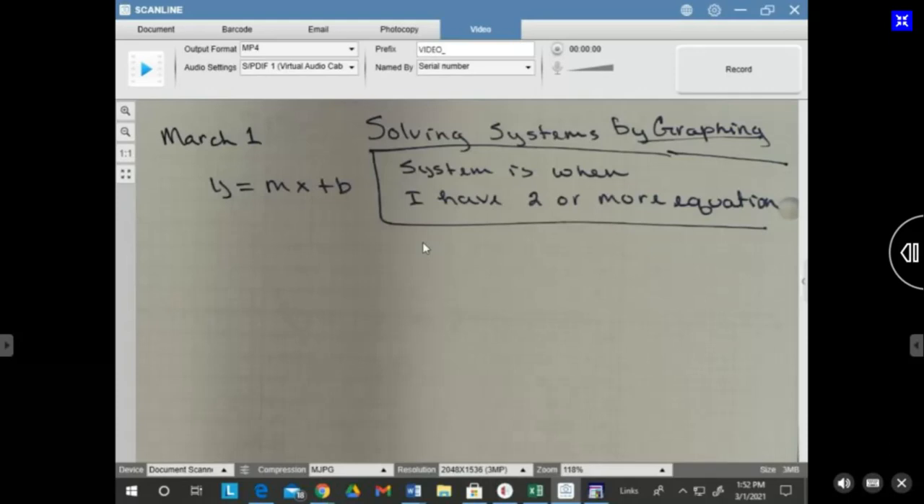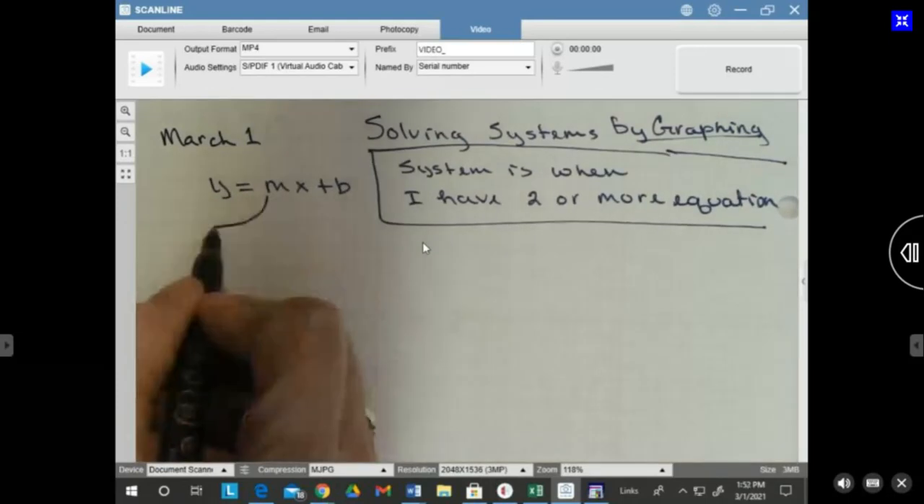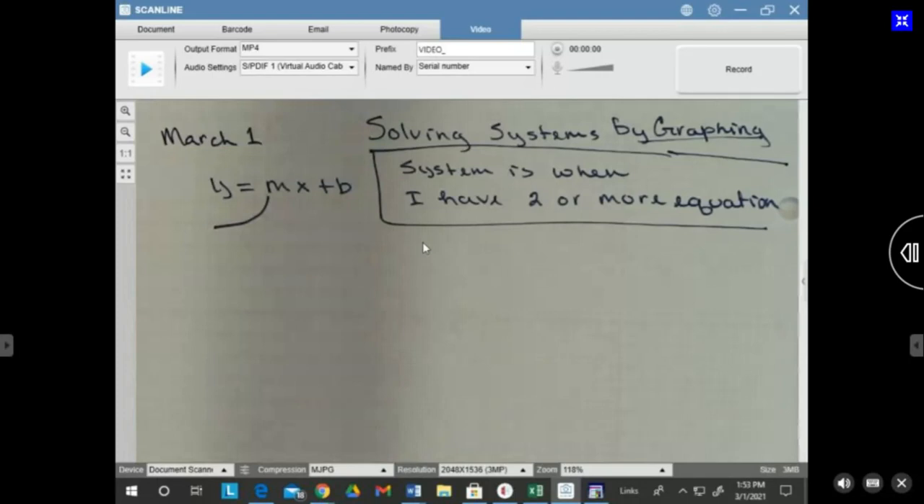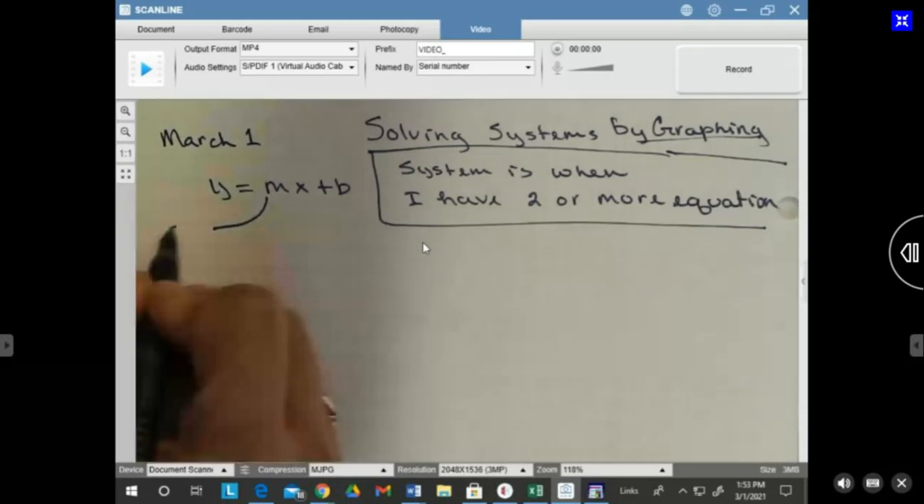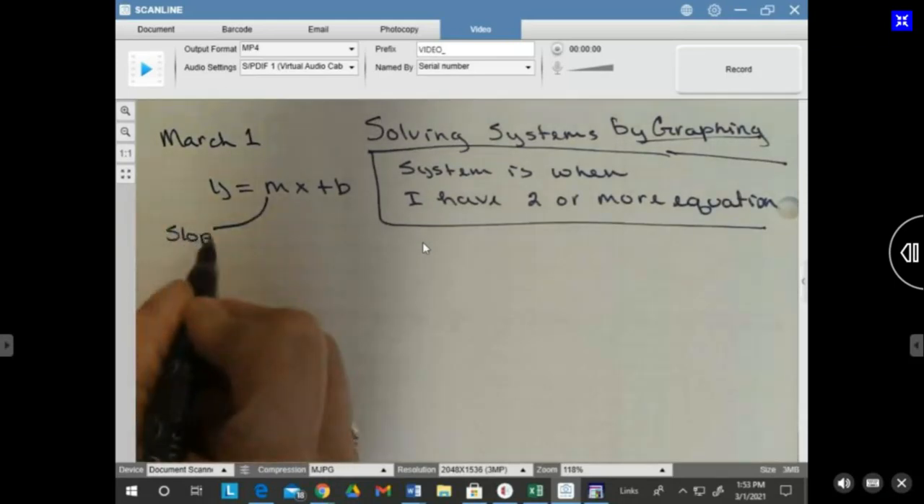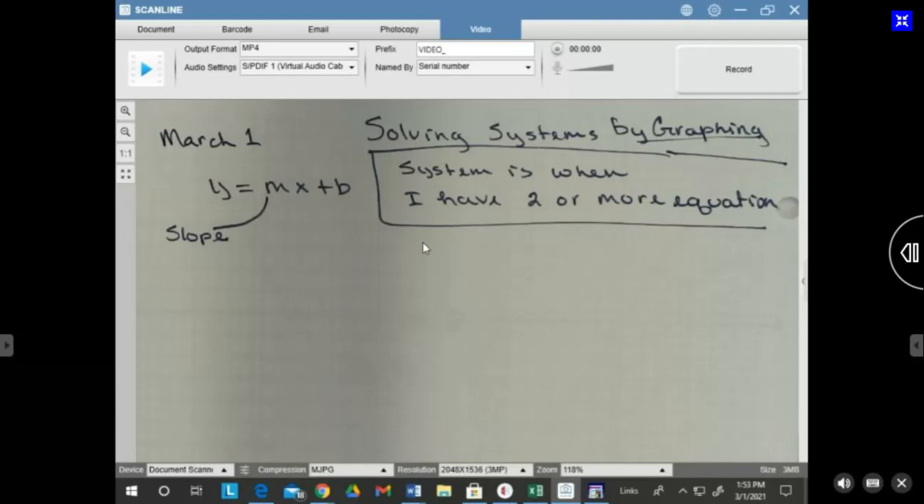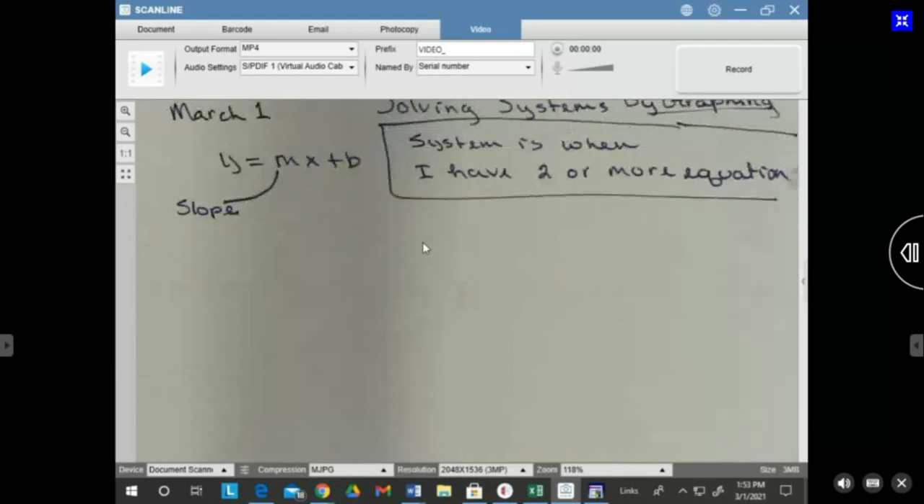And just a review, some of you for the last time, please write this down because you should know it by now. It should be nothing for you. What's m? Whatever number is sitting there in front of x, that's my slope, right?